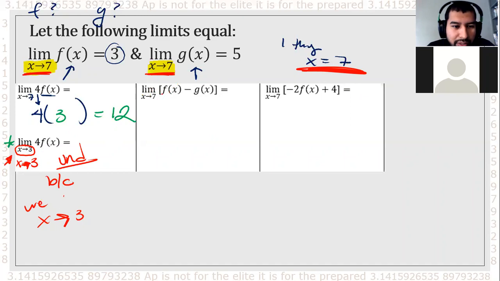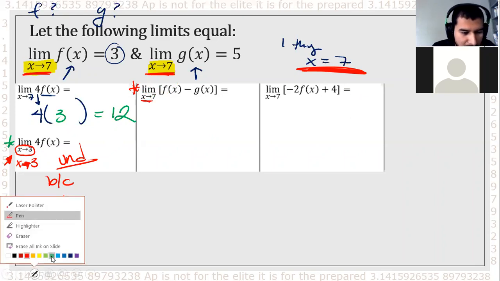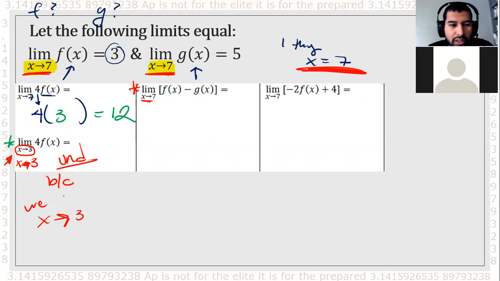All right, so this one, guys, go ahead and try this one on the chat box. This one should be as x goes to 7, so no tricks on this one. Just complete substitution. So the limit of f of x minus the limit of g of x as x goes to 7.